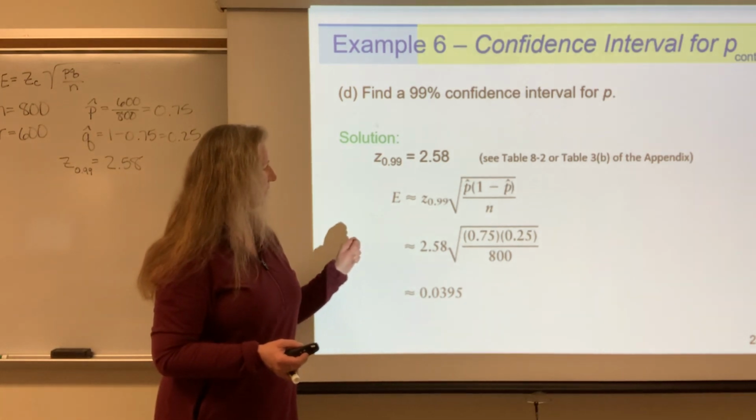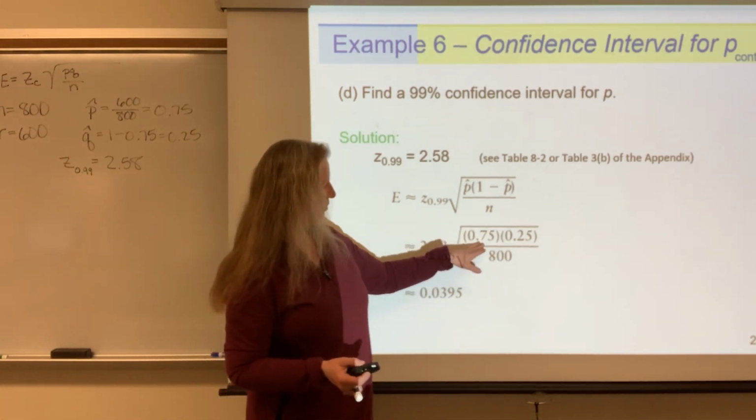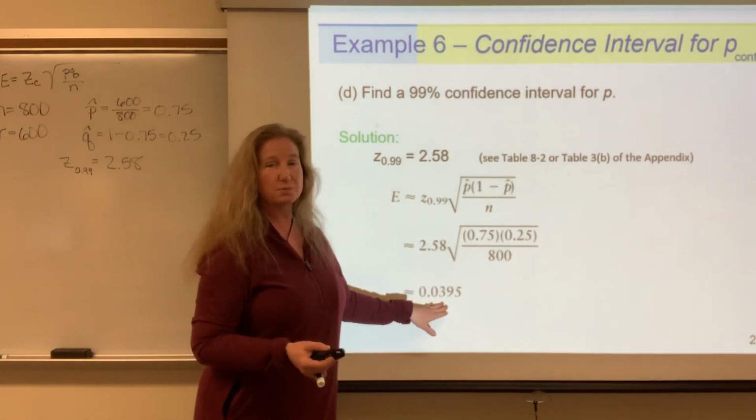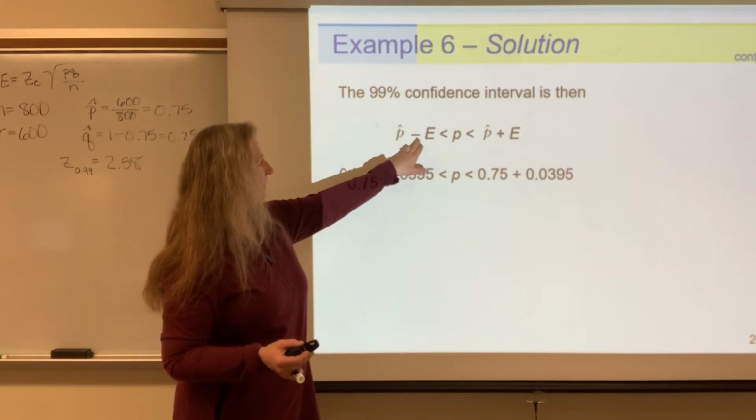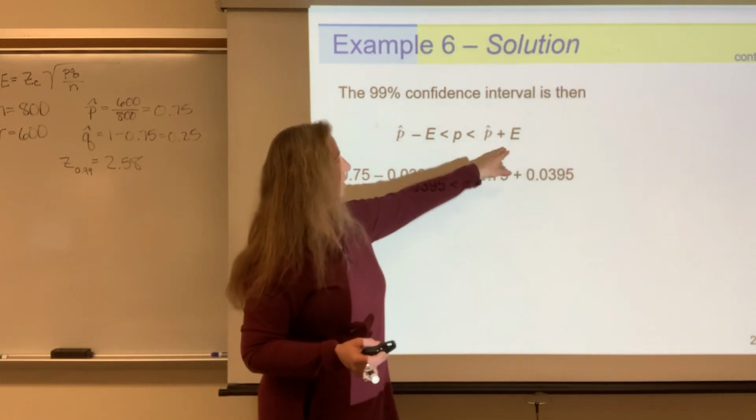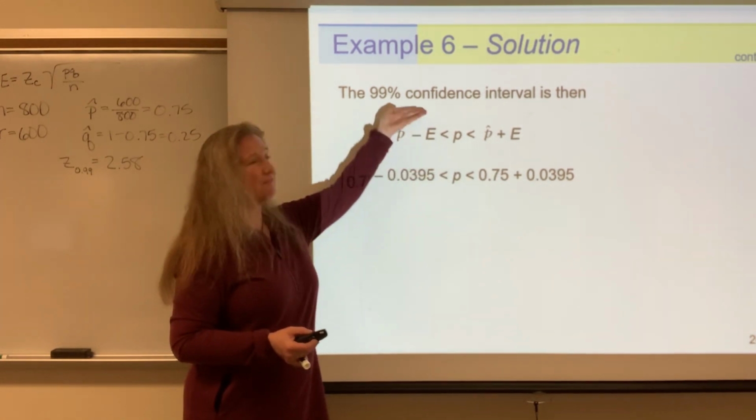Because I'm going to take my probability, which in this case was 0.75, add and subtract that piece. So let's see what that looks like. I take my P hat minus my error, and my P hat plus my error. This is my confidence interval.